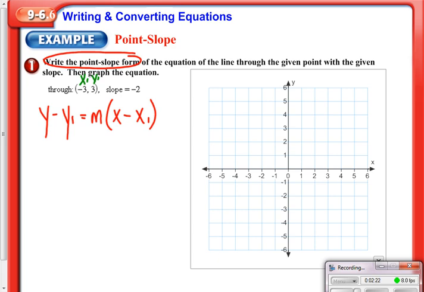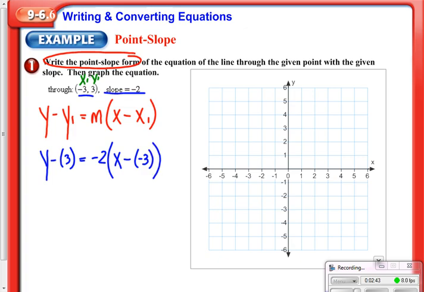Now we're going to go ahead and substitute in accordingly with our slope and our point. So we have y minus, in for y1, 3, equals our slope, -2, times x minus, and in for x1 we get -3. So there's -3 there. Next I'm going to write it without any parentheses and get rid of that. Here we have minus minus, which would give us a +3. So this would be our answer in point-slope form.